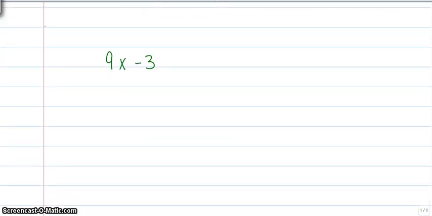So first, let's take a quick peek back to section 2.3. If I have 9x minus 3 and I want to know what the terms are, the terms of 9x minus 3 are 9x and negative 3.